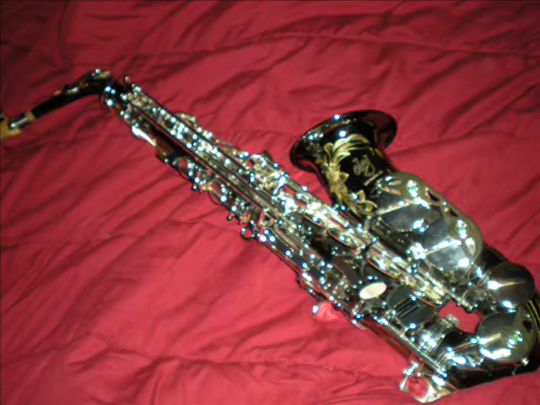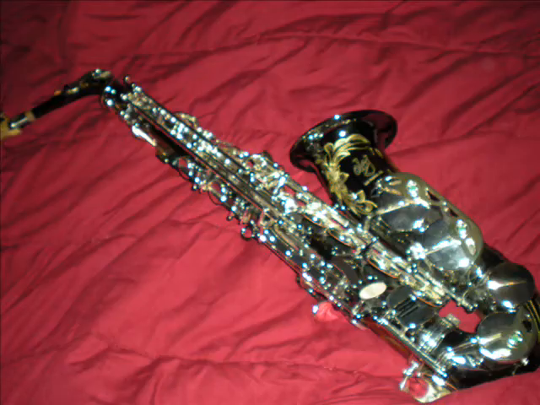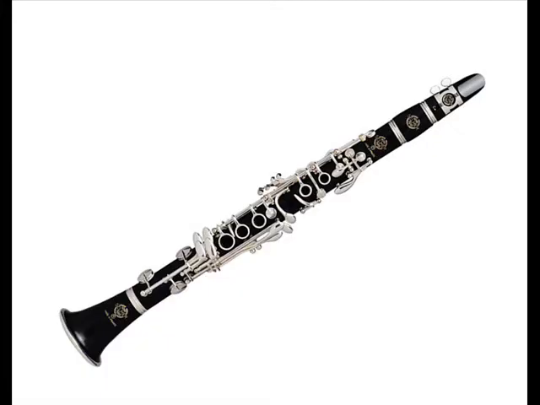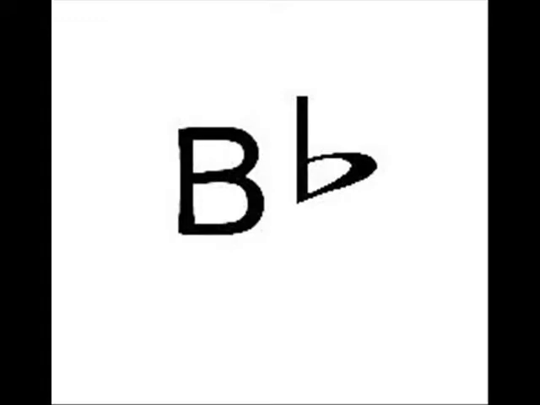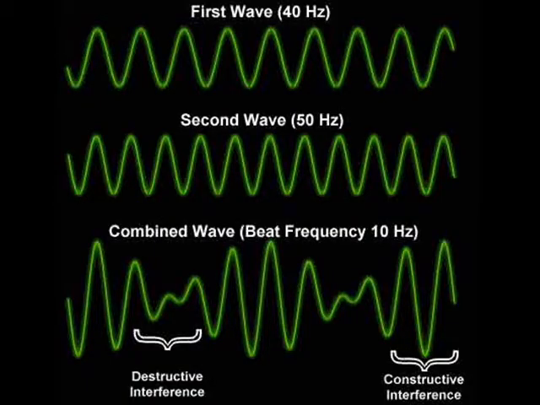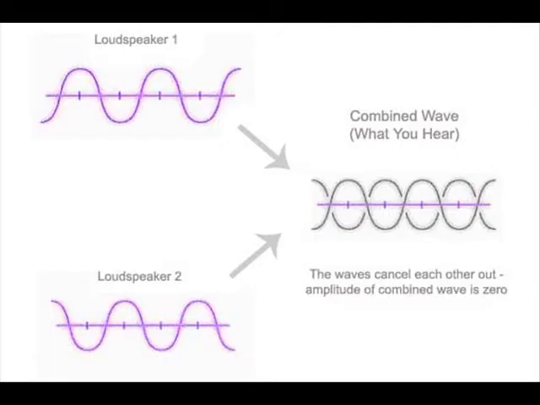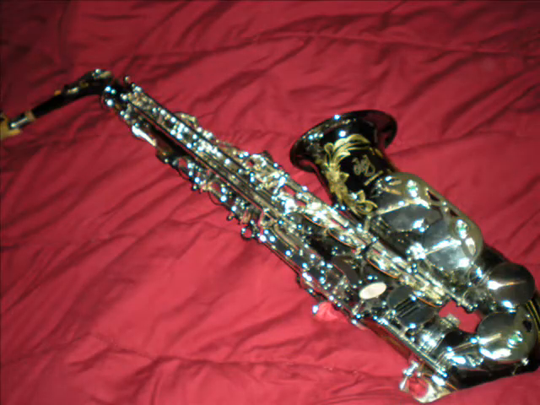Now, the alto saxophone is in concert pitch E-flat. This pitch is meant so that two different instruments, for instance the clarinet, which is in concert pitch B-flat, may play two different notes but the same pitch. This means that the saxophone is a transposing instrument.